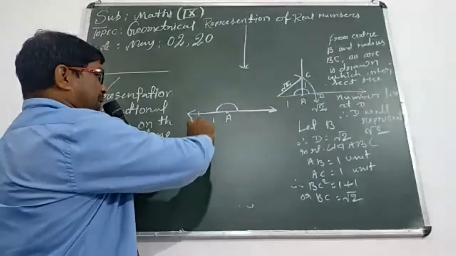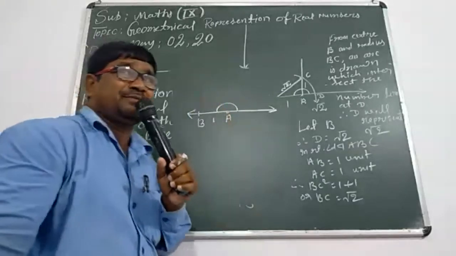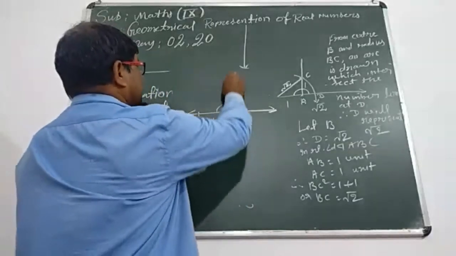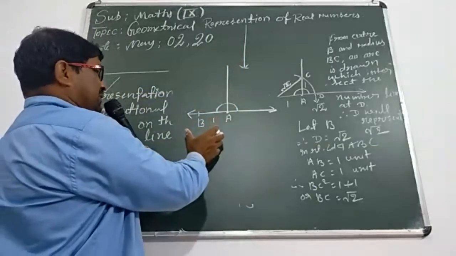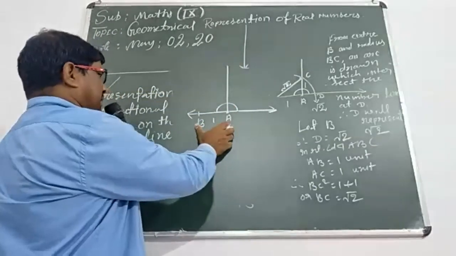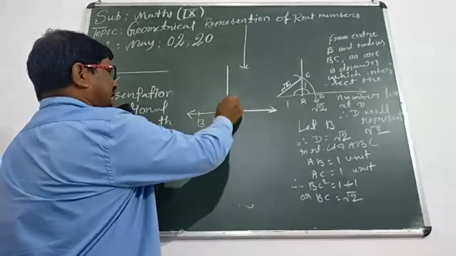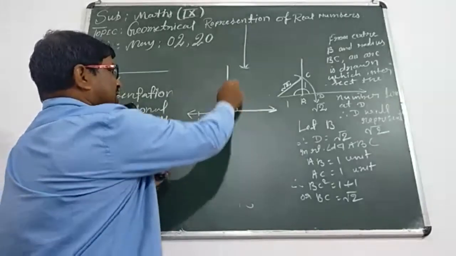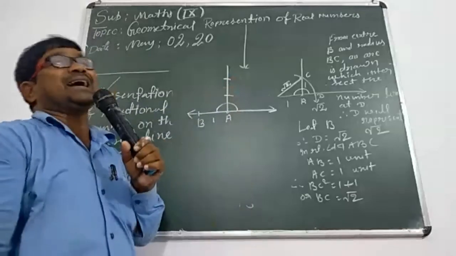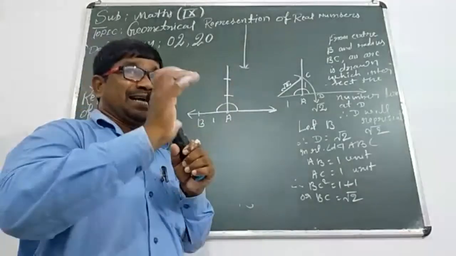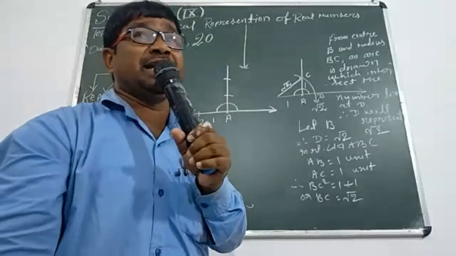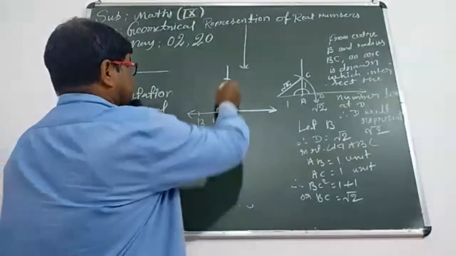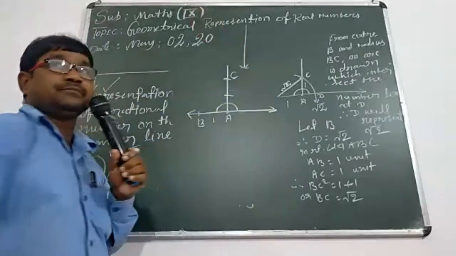We will draw the perpendicular at A. Now student, we will cut a double arc with the radius of AB from A. This is the first arc, this is the second arc. I mean, we are taking 2 units. How many units? 2 units, and this point is C.